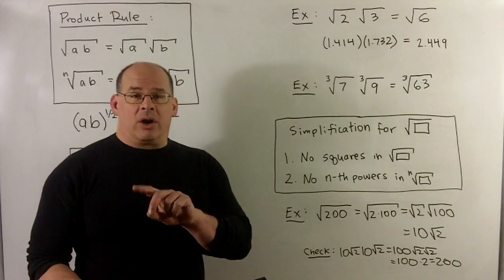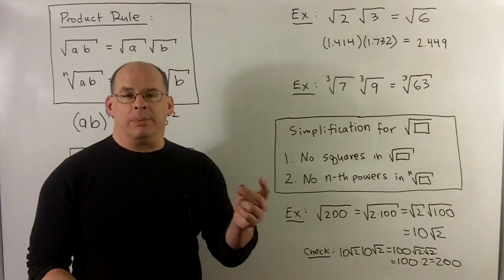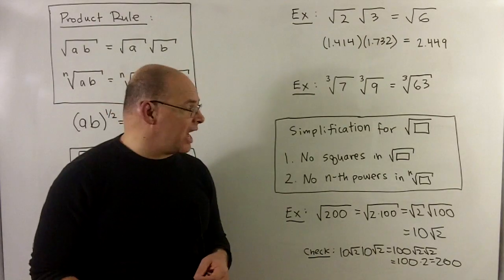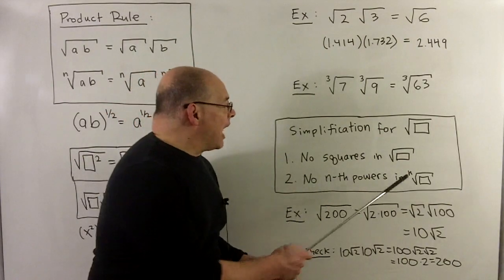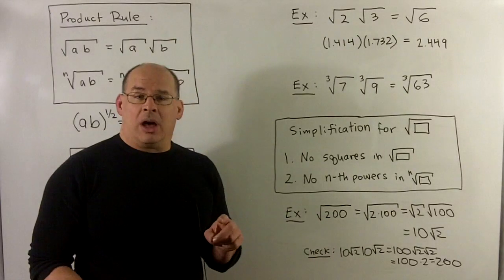What we're going to want in our square roots, if there are squares inside of our square roots, is to move them to the outside per the rules we talked about earlier. Same idea for nth roots. For nth roots, we don't want nth powers under our nth root.